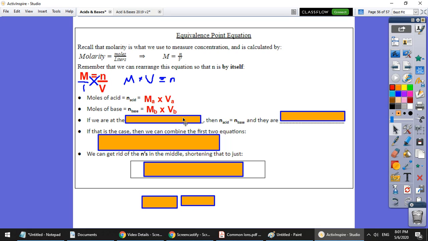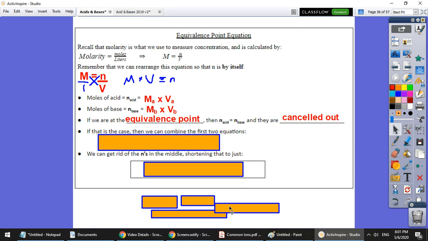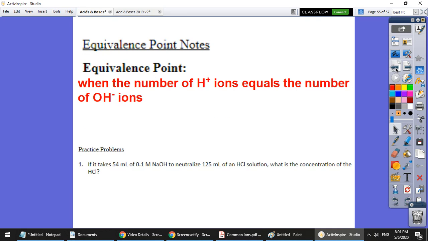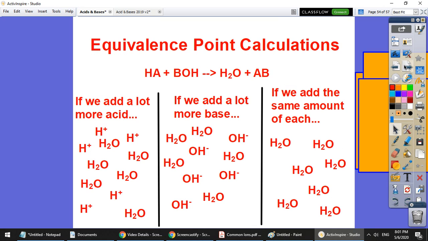Now, if we're at our equivalence point, then moles of acid equals moles of base. They cancel out. And of course, we saw in our visual in the last slide that at the equivalence point, these moles of H and OH are going to react to make a lot of water.